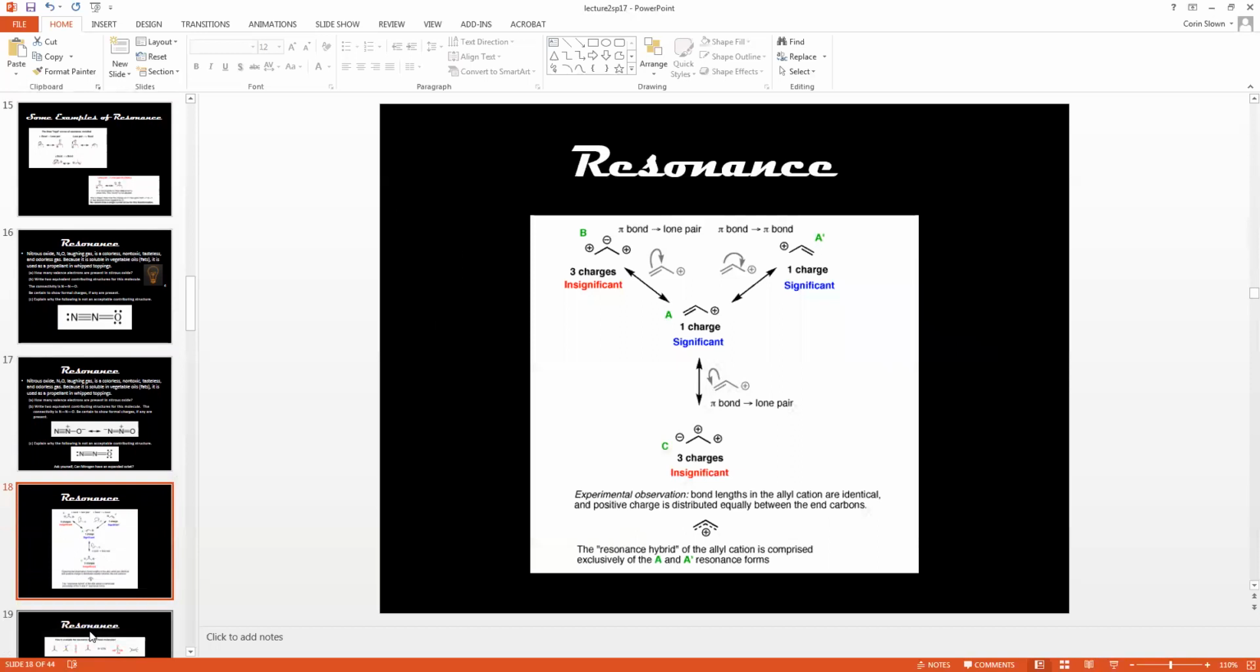When you think about resonance, we're really thinking about the movement of electrons, but we could also think about the movement of charges. So, for example, experimental observation is that bond lengths in the allyl cation are going to be identical, and the positive charge is distributed equally. That means that the resonance hybrid of the allyl cation is comprised of both of the possible resonance structures.